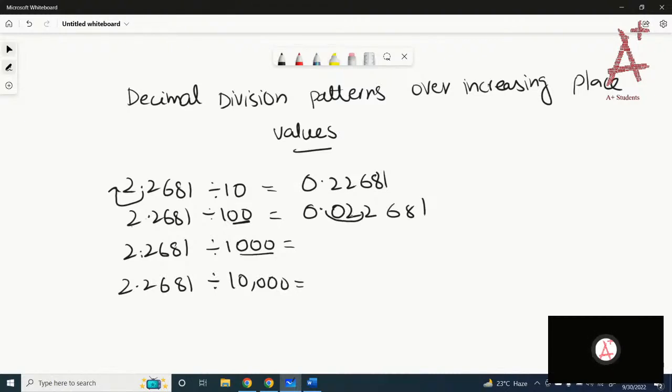Okay, then you have to divide it by 1000. You have to move the decimal point from here to here, three places. You have only one, just add extra zeros. So it would be then 0.002268 and 1. Got it? Okay, now the 10,000 has four zeros. That means you have to move the decimal point four places left. You have only one place here. So just add one, two, three zeros. Now you have four decimal places left.